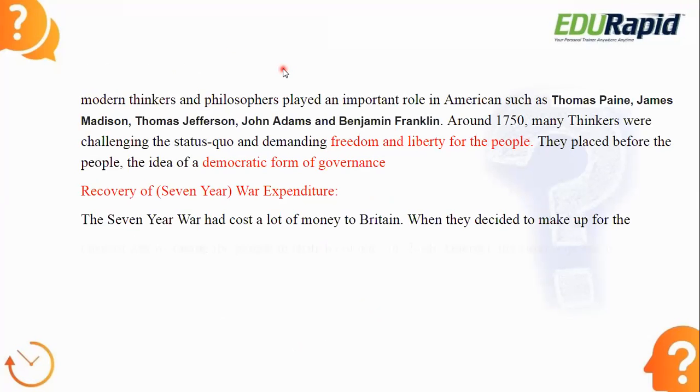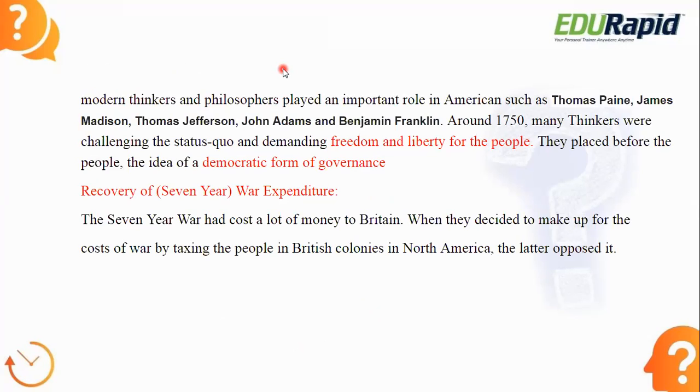They played a very important role in the American Revolution. Modern thinkers and philosophers like Thomas Paine, James Madison, Thomas Jefferson. Thomas Jefferson is very important. In fact, he is the person who declared America's independence, so remember his name. Thomas Paine, James Madison, Thomas Jefferson, John Adams, Benjamin Franklin, all these thinkers played a very important role in the American Revolution because they came up with new thoughts, new ideas like freedom, liberty, and democracy, a democratic form of government. These are the new ideas.